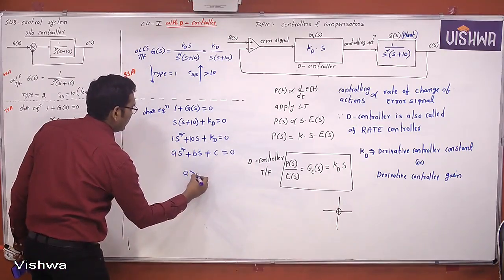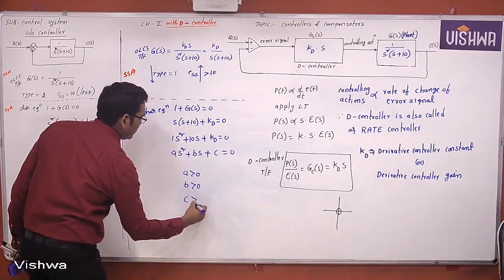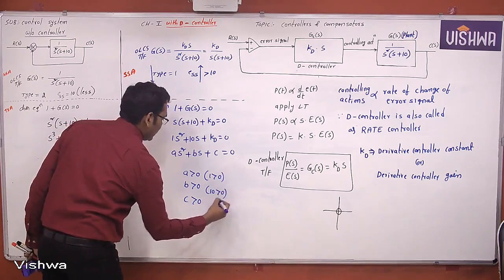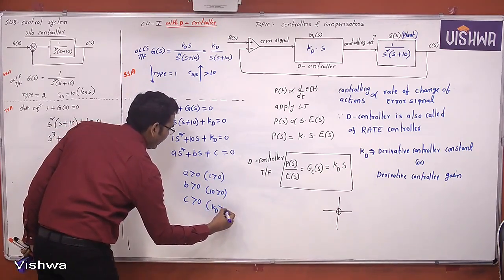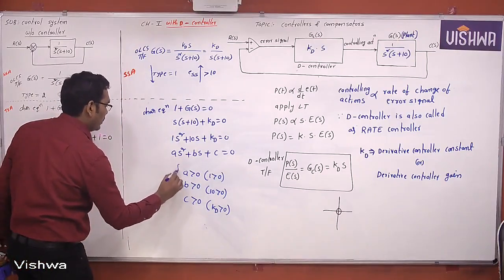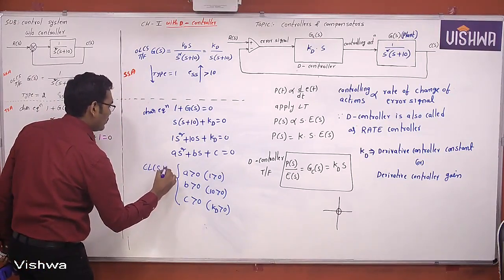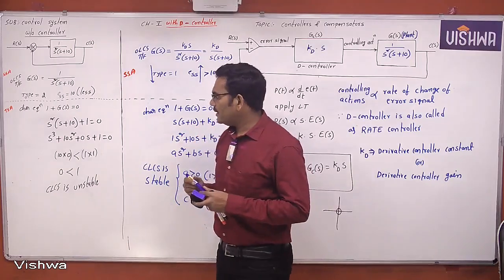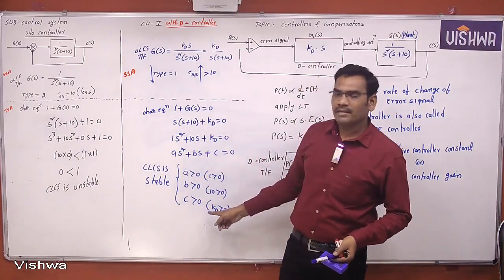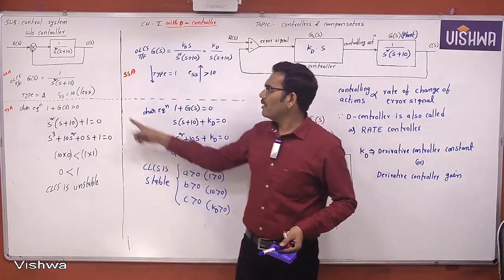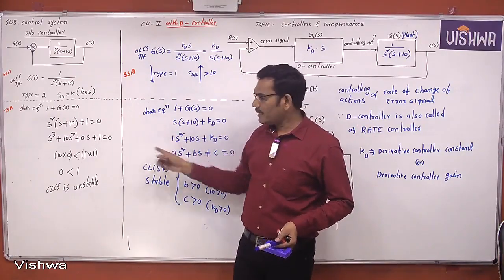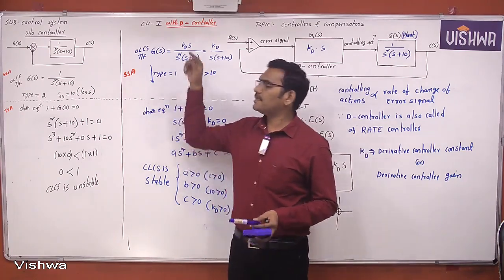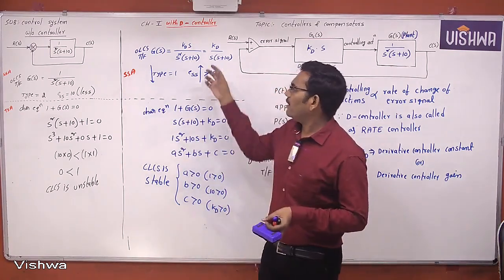If A is greater than 0, B is greater than 0, C is greater than 0. A is 1, which is greater than 0. B is 10, which is greater than 0. C is KD, again we can make it greater than 0. Now if all are greater than 0, definitely the closed loop control system is stable. So what did the D controller affect? With the D controller, an unstable system will become stable but it increases the steady state error. Here it is good, but here it is affected. It improves the system stability, but it increases the error behavior. This is the effect of the D controller.